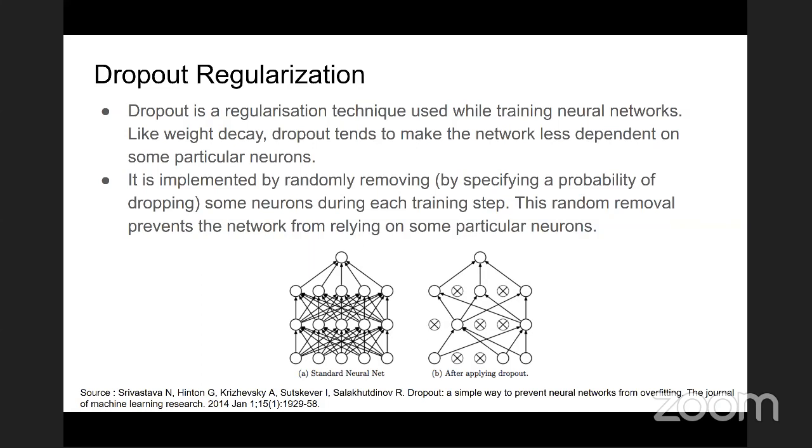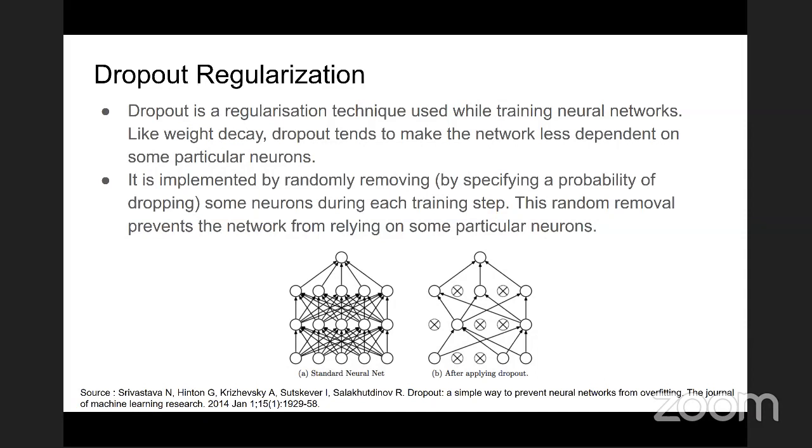It has been practically shown that it gives you better training and test performance. It prevents overfitting. And theoretically, it has been shown that it is almost like a Bayesian averaging of different neural networks in an ensemble.